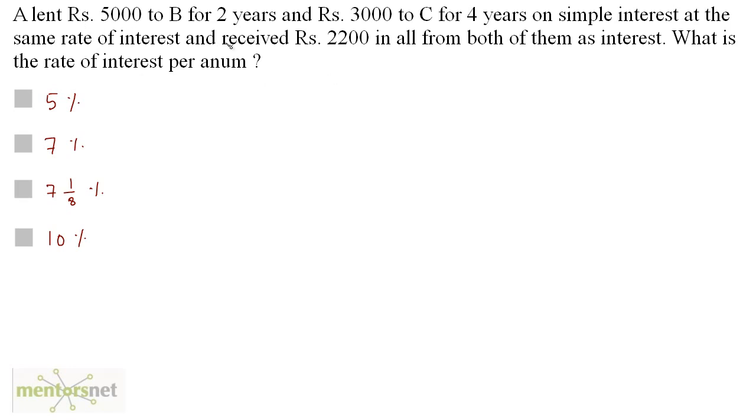Well, A received 2,200 rupees from both B and C as interest. So simple interest paid by B plus the simple interest paid by C will be equal to 2,200, isn't it? Now simple interest paid by B will be equal to PNR upon 100. P is 5,000 times N is 2 years times R, which is what we have to find, upon 100.